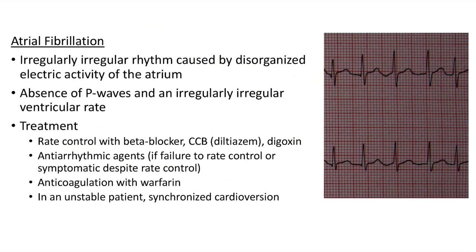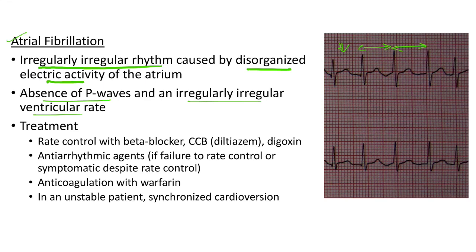Now let us see about atrial fibrillation. Atrial fibrillation is irregular rhythm caused by disorganized electrical activity of the atrium. ECG will show absence of P waves and an irregular ventricular rate. This picture shows ECG of atrial fibrillation. As you can see, there is absence of P waves and irregular ventricular rate indicated by varying RR intervals.